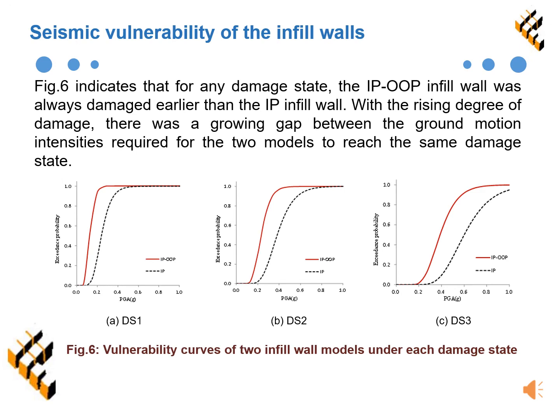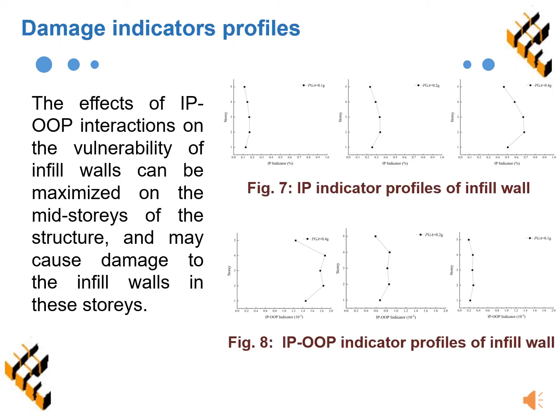Figure 6 indicates that for any damage state, the IPOOP infill wall was always damaged earlier than the IP infill wall. With the rising degree of damage, there was a growing gap between the ground motion intensities required for the two models to reach the same damage state. The effects of IPOOP interactions on the vulnerability of infill walls can be maximized on the mid-stories of the structure, and may cause damage to the infill walls in these stories.